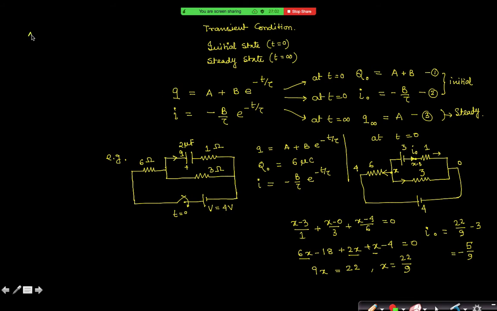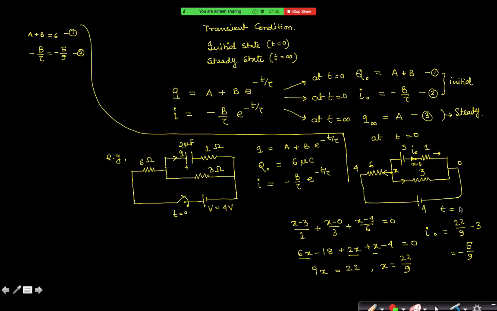Let me write down the equations here. A plus b is equal to 6, right? This is the equation, number 1 equation. And the second equation I can write: I naught is equal to minus b by tau, is equal to minus 5 by 9. Am I right in this equation also? Yes, sir.